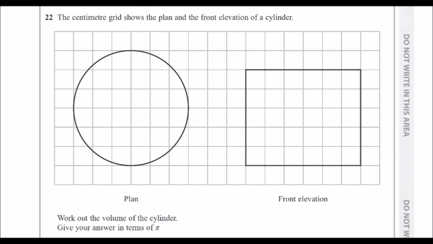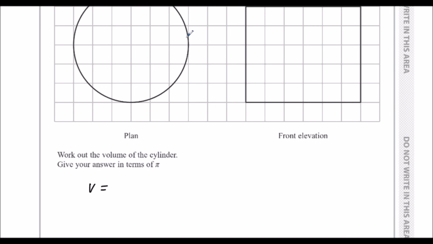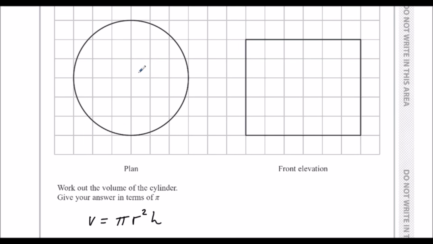Question 22. The centimeter grid shows the plan and the front elevation of a cylinder. And we need to work out the volume of the cylinder, giving our answer in terms of pi, because it's a non-calculator paper. So the volume of a cylinder is the area of the circle, which is pi r squared, times how far back it goes, the height. So pi r squared h. So we can see from the circle, it's got a radius of 3. And it's got a height, we can see from the front elevation, of 5.